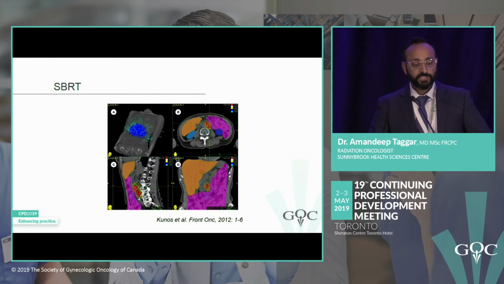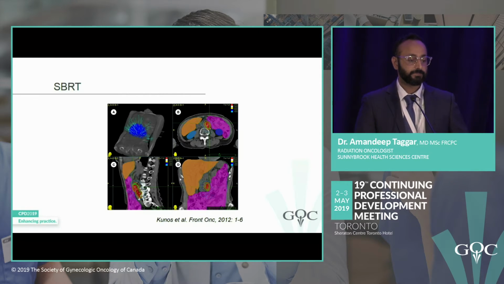This is a picture that I took from this group, Kunas et al., who treated this woman with ovarian cancer right in the middle of the abdominal cavity using what we call CyberKnife. That's just one way to deliver SBRT, using about 50 or 60 different beams. But the goal of this picture is to show how conformal and how tight the radiation doses are around the tumor. That's why you have to be very careful when we deliver this.